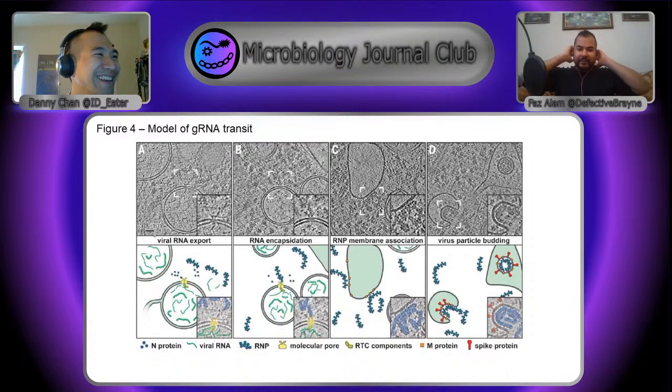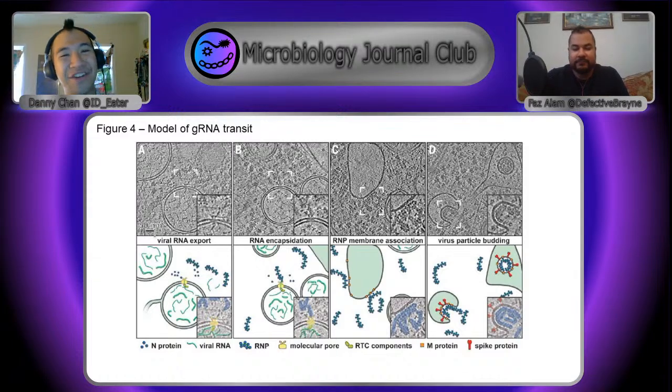But one of the things I found interesting about this is what it means for drugs, because a lot of drugs target the RDRP complex. If that's in these double membrane vesicles, then that raises questions. Not only does the drug have to diffuse through the cell membrane, but it has to be able to diffuse through this membrane as well.